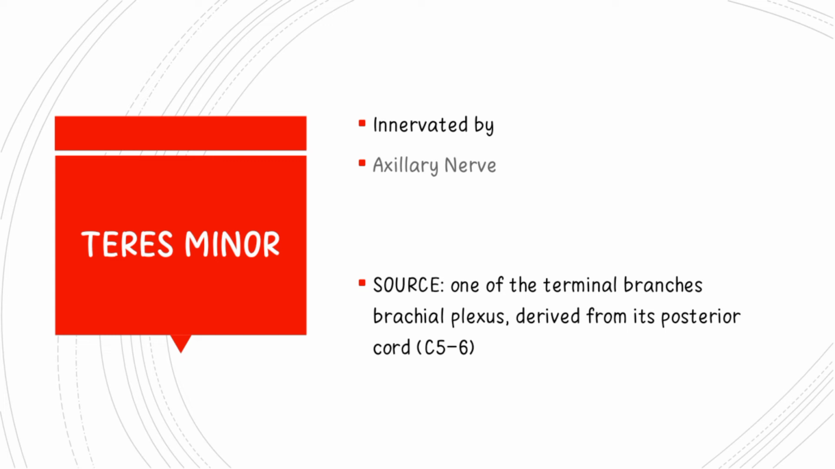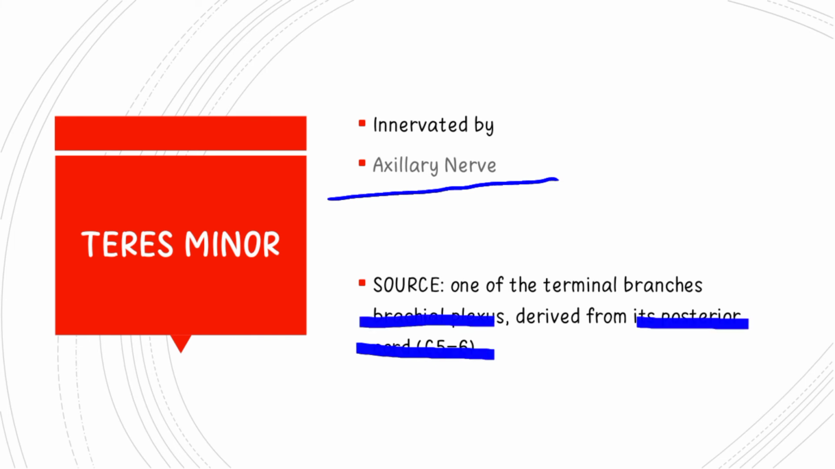The next muscle we have here is the teres major. The teres major is innervated by the axillary nerve. The axillary nerve is one of the major nerves that you find in the upper limb. It innervates the deltoid muscle. It passes through the surgical neck of the humerus and stuff like that. So the axillary nerve is one of the terminal branches of the brachial plexus, derived from its posterior cord. Yes, from the posterior cord of the brachial plexus. The brachial plexus has two kinds of cord: the anterior cord and the posterior cord.